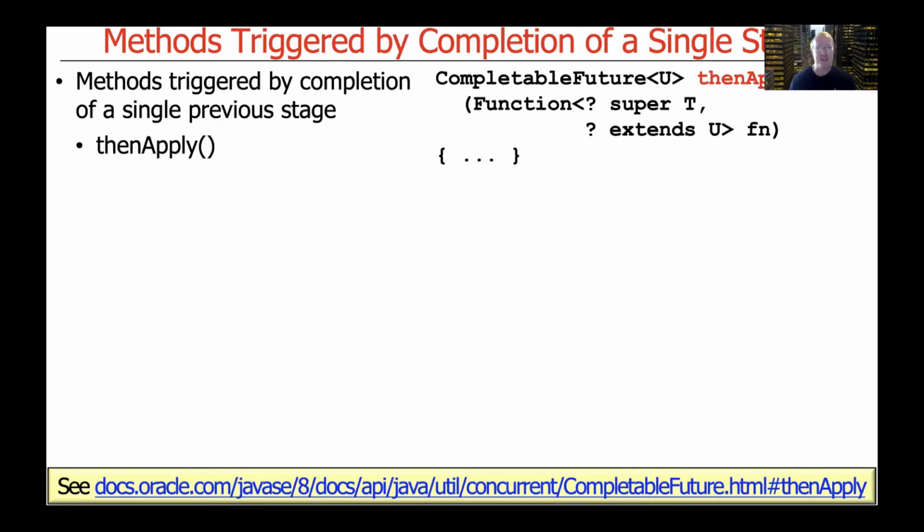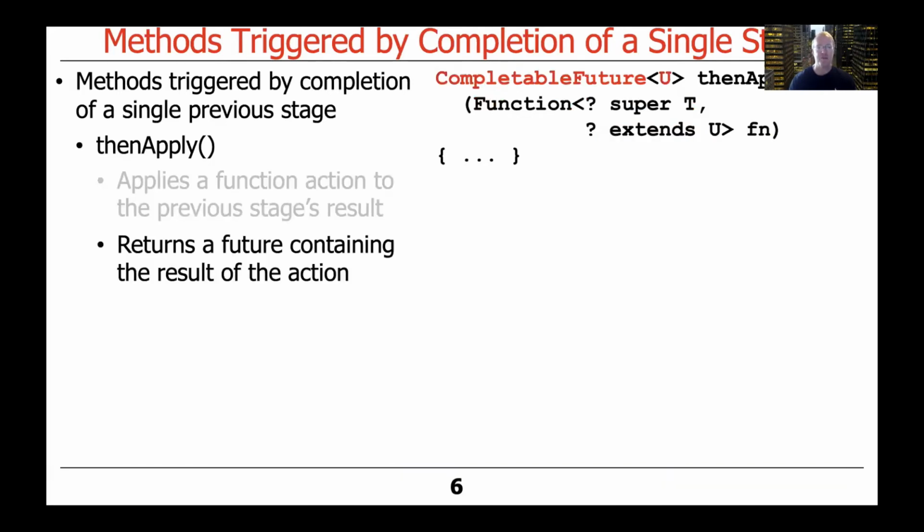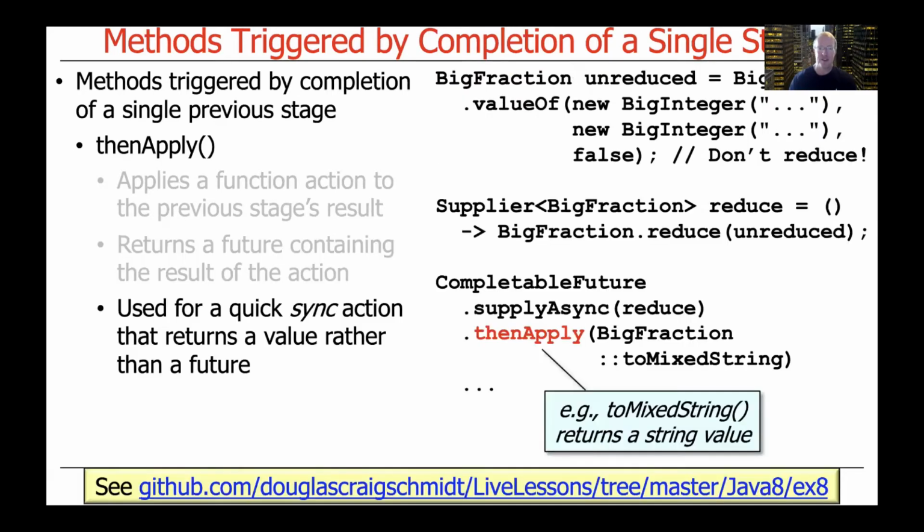The first of these completion stage methods that are triggered when a single previous stage completes is called then apply. And this is really the simplest one. So as you can see, there's a method called then apply. It's passed in a function action that will be applied to the result of the previous stage. So when the previous stage is done, then this action is going to be invoked, and it's a function.